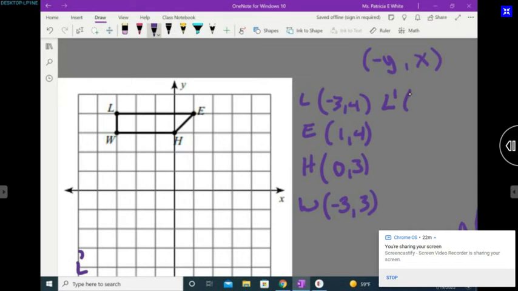Alright, Amari. Hey, did you hear what name I called out? Amari, what do you think L prime should be? L prime is -4. Don't change the x. I mean, -4, -3. Perfect. Alright, good job. E prime. Alright, Terrion, what's E prime? 4, 1. Perfect. H prime, Eugene. Good job. Please don't anybody tell me positive or negative 0, right? Okay. All right. Who can tell me what W prime is?